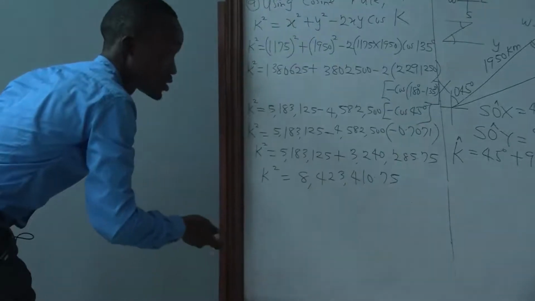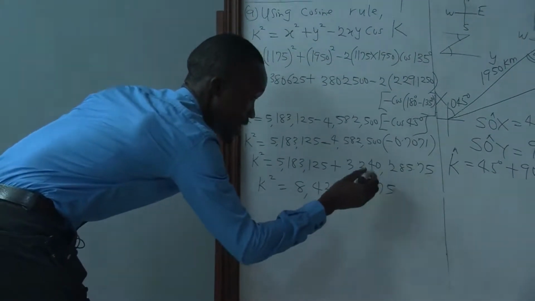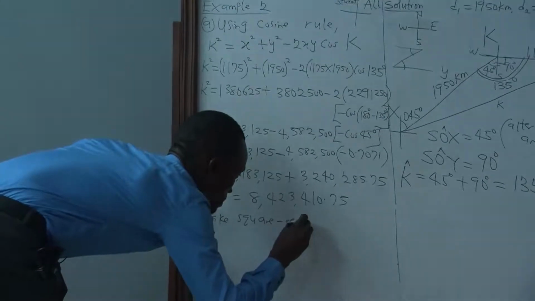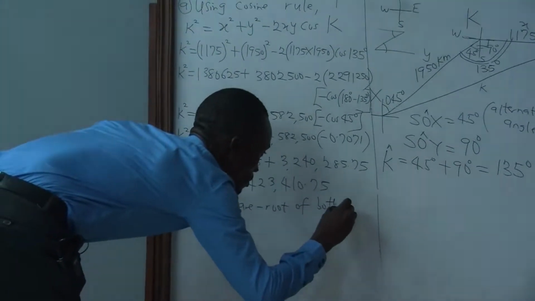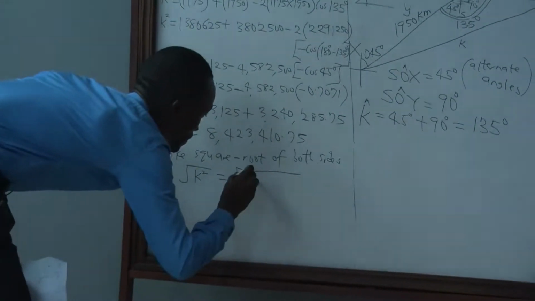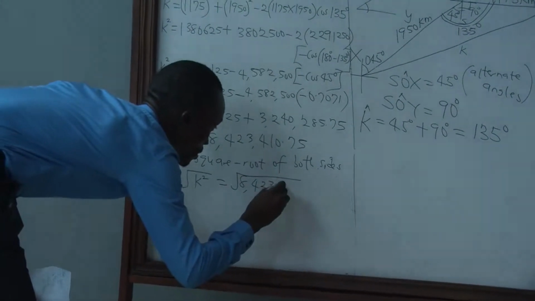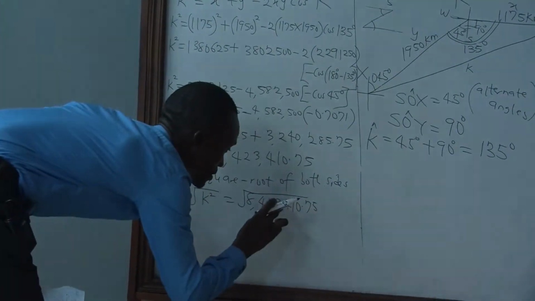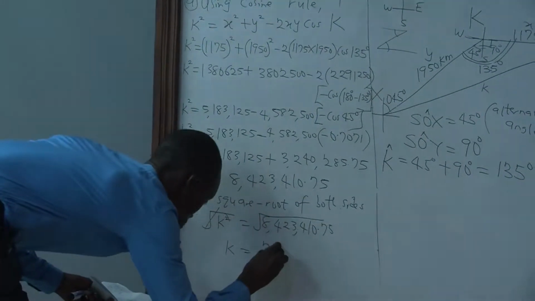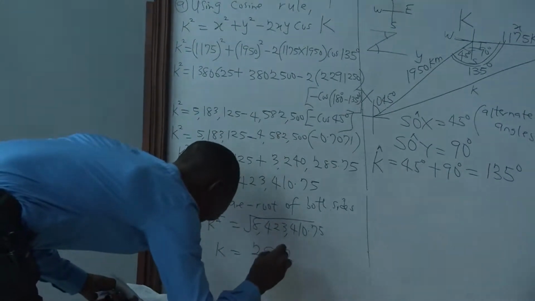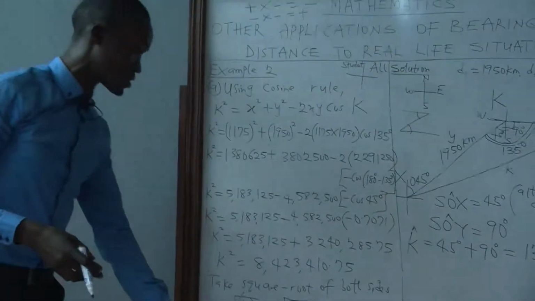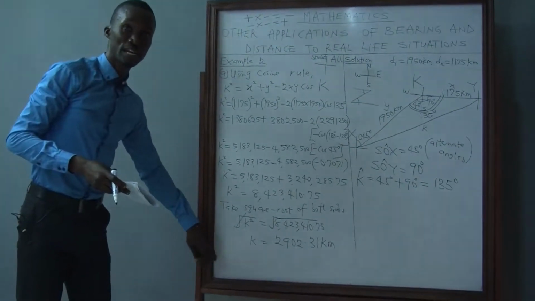And we have an expression that is talking about a square, so we take the square root of both sides. By doing that, we have k equal to the square root of 8423410.75. So the square will cancel the square root. Then k from there will be 2902.31 kilometers. But the instruction we have in the question says we should give our answer to 3SF.